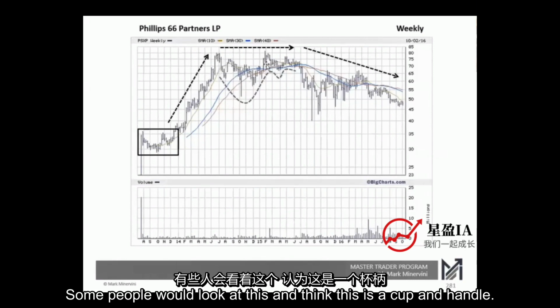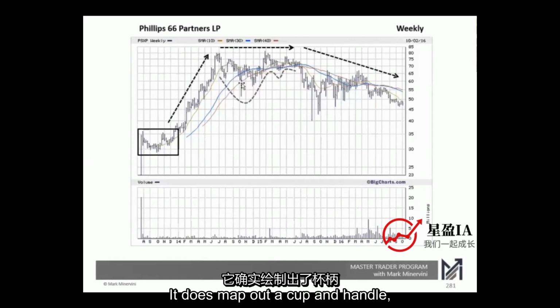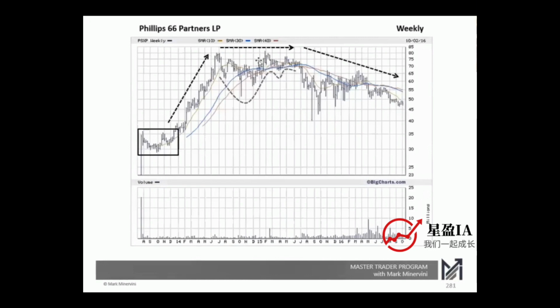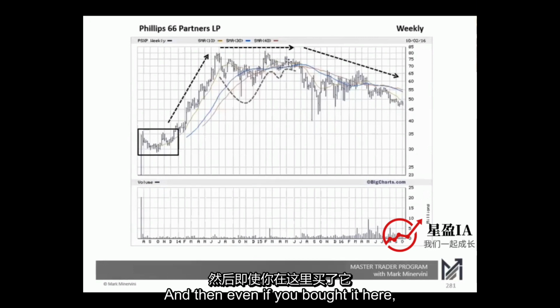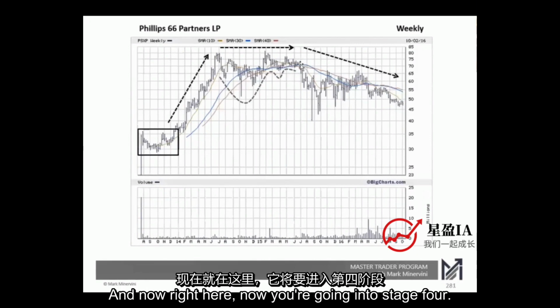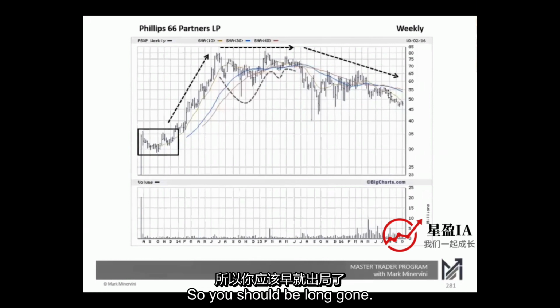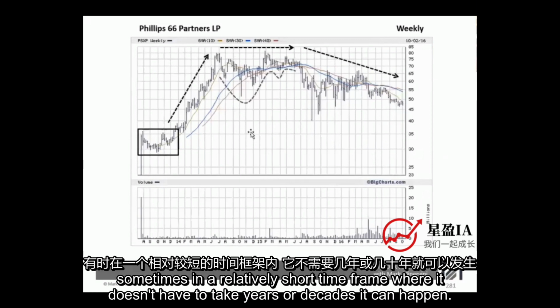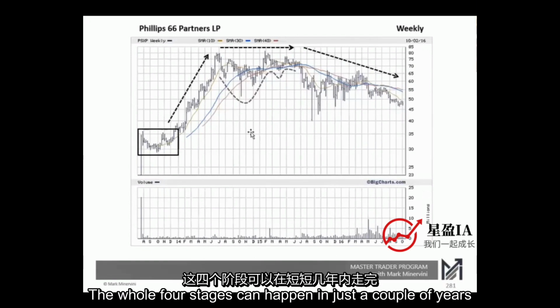Some people would look at this and think this is a cup with handle. Well, it does map out a cup with handle, and it does map out VCP characteristics, but it's too wide. It's very wide. It's loose. It's all over the place. And then, of course, even if you bought it here trying to come out, it didn't really even come out. It broke down. And now right here, you're going into stage 4. So you should be long gone. So you can even see this maturation cycle sometimes in a relatively short time frame, where it doesn't have to take years and years or decades. The whole 4 stages can happen in just a couple of years.